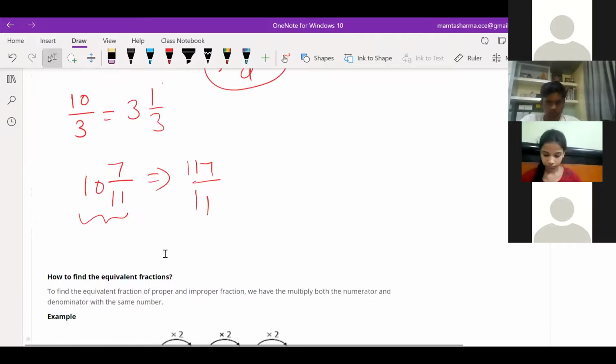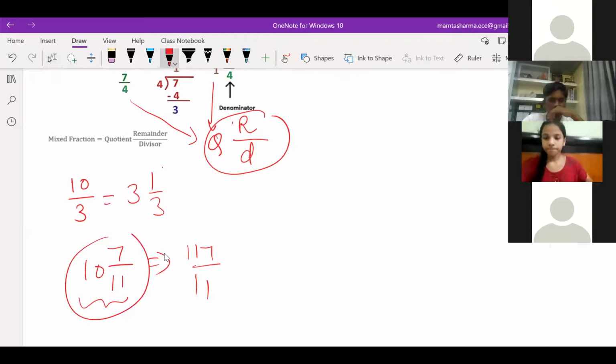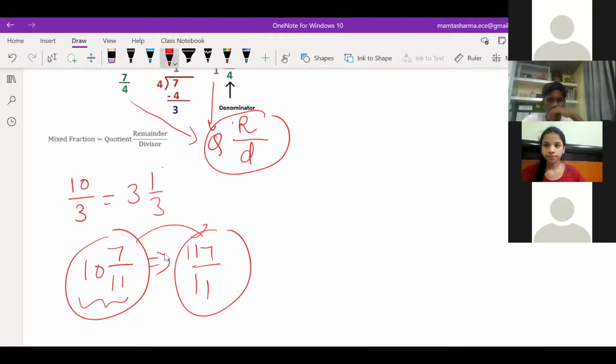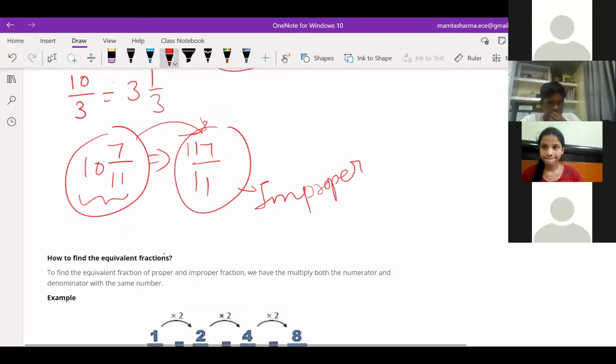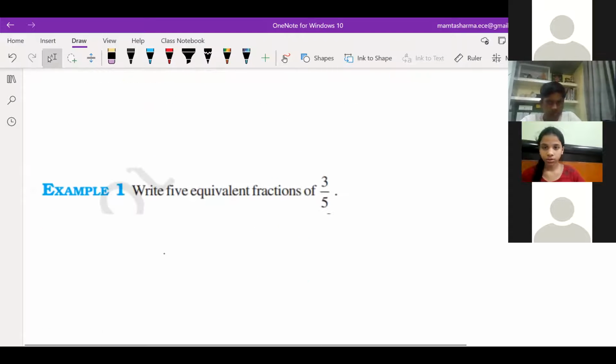Now see one thing. When this mixed fraction is converted into a simple fraction, it will always be an improper fraction. It will always be an improper fraction. Now come to the next part.